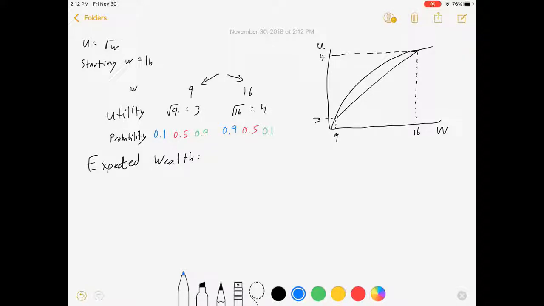Our expectation operators are weighted sums. You're going to add up the probabilities multiplied by their outcomes. So my expectation under this first distribution, my expected W, is 0.1 times, my wealth is 9 in that outcome, plus 0.9 times a wealth of 16. And this comes out to 15.3.